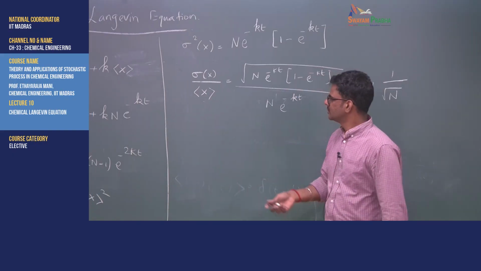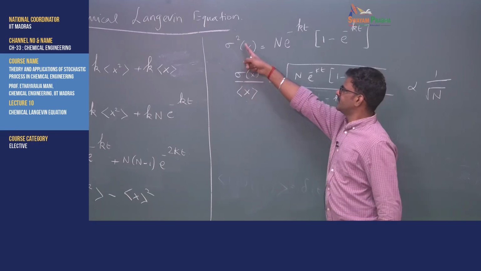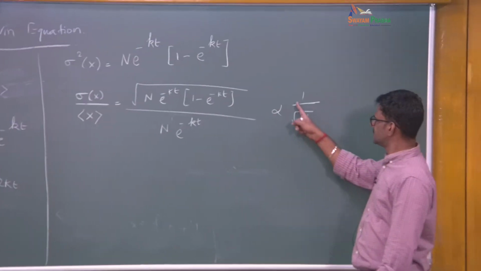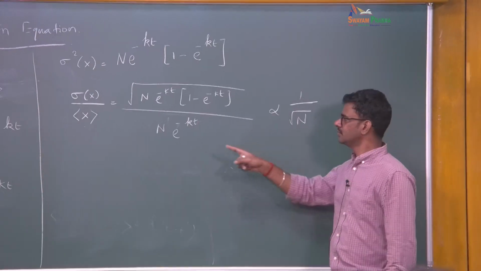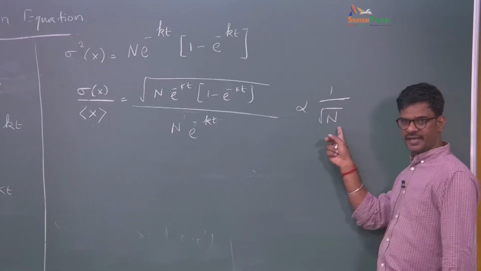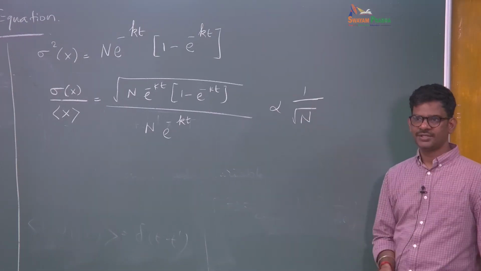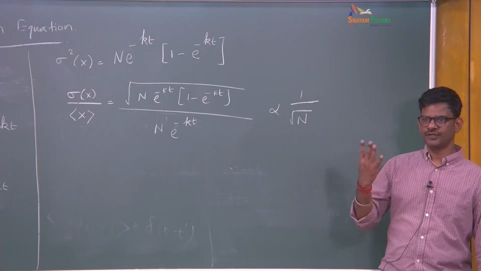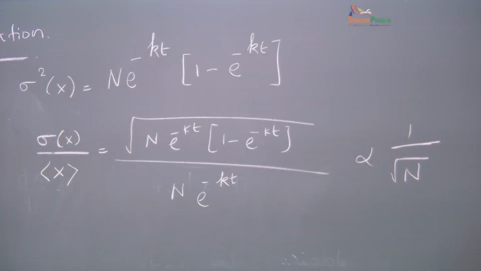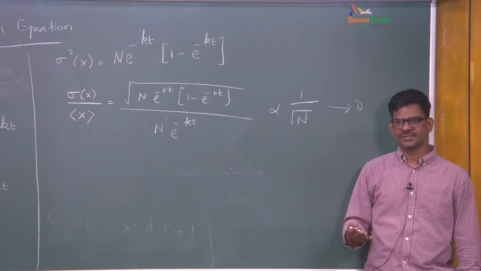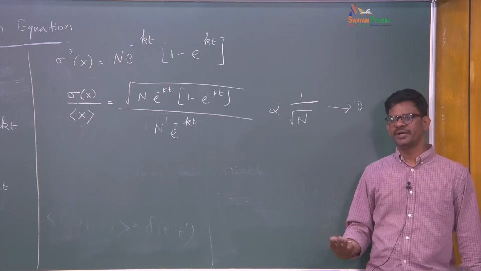If you substitute for sigma and for the mean in this expression, you will see that the coefficient of variation scales as 1 over square root of n. When n becomes thermodynamically large, of the order of moles, 10 power 23 molecules, this number basically goes to 0. That means you cannot really detect any fluctuations. It appears as if it is a deterministic quantity.